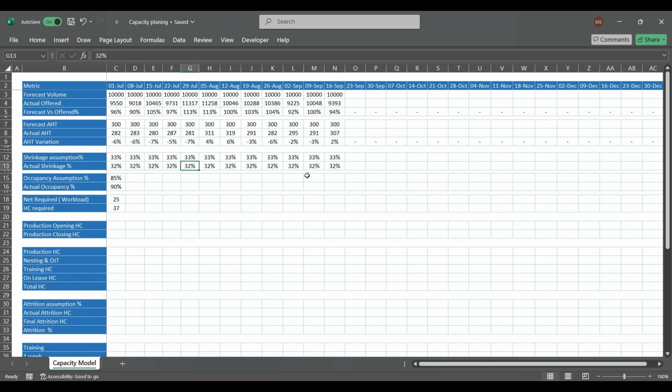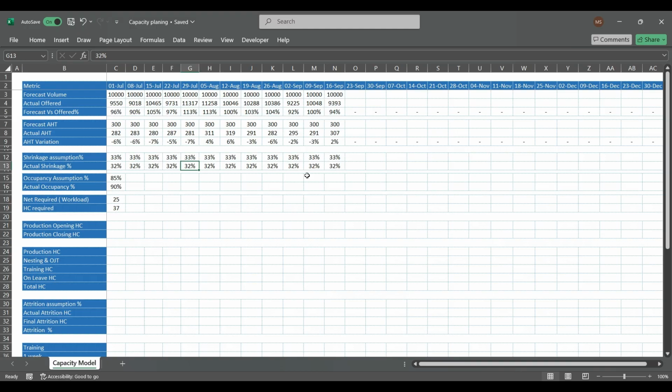So in this type of scenario you will not achieve your target, just because you have considered 33% assumption shrinkage, and however you are getting actual shrinkage of 40%. So there are 7% FT that will impact your service level. Just because of that you would require around 10 people, if I assume that, and you have considered 33% shrinkage.